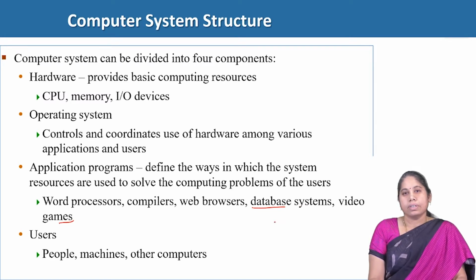Now, with this computer system structure, one of the parts is users. Without users, there is no system at all, because users are the people who are using the system. People, machines, and other computers are categorized as users in the computer system structure.